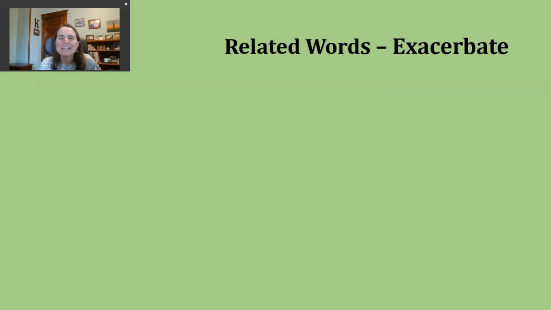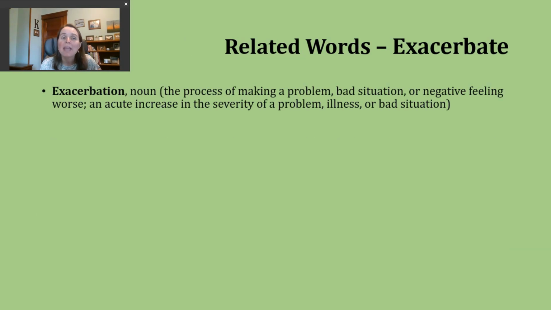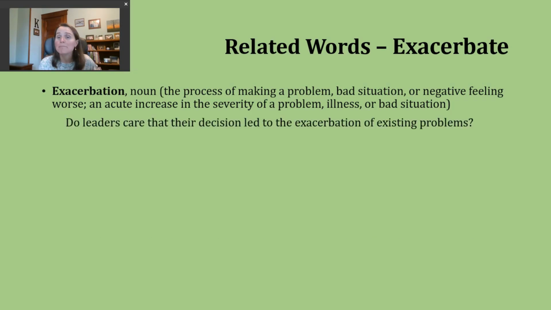Now, let's spend a moment looking at a word that's related to our verb. And it's the noun form of our verb. It's exacerbation. And really, what this noun means is either the process of making a problem, a bad situation, or some negative feeling worse. That's one way to use it. So, an example of this might be, do leaders care that their decision led to the exacerbation of existing problems?